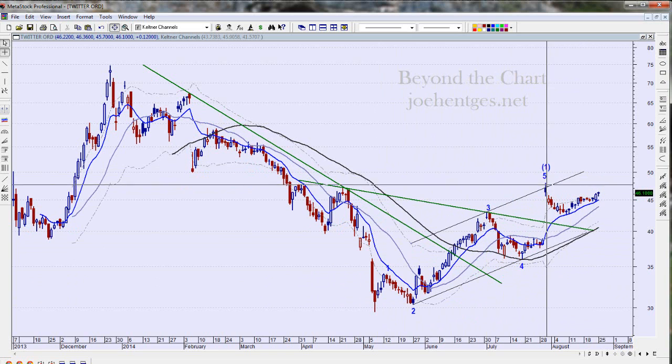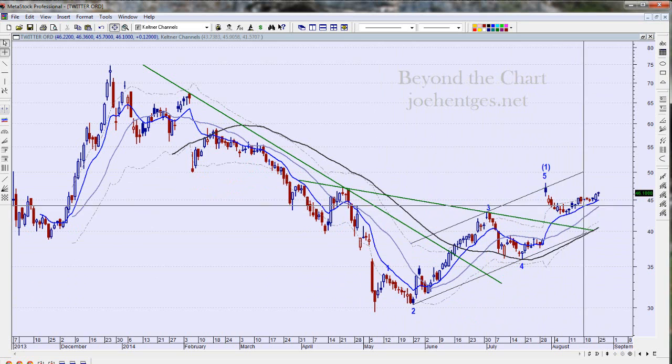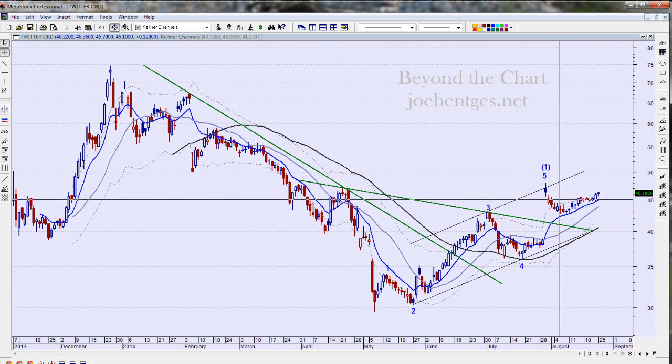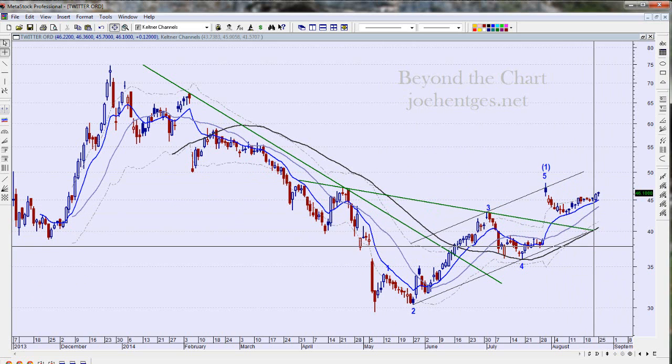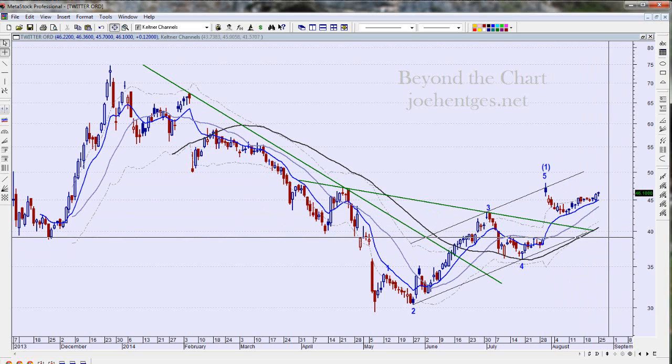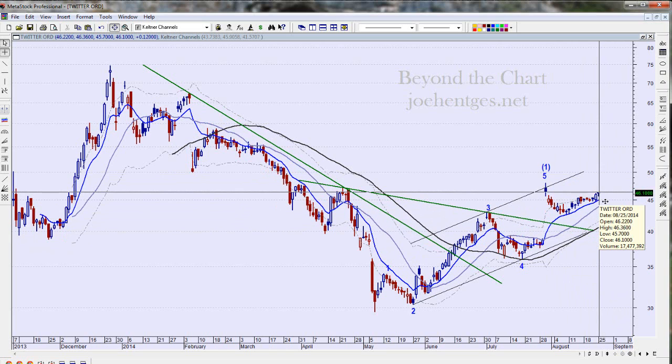If that's the case, then we're going to do something like either a zigzag or a flat correction in here to pull back. So that's what we're watching for. And Twitter this morning is up 75 cents. So where does that put it? It may be trying to do some kind of a flat if that's what we're doing.